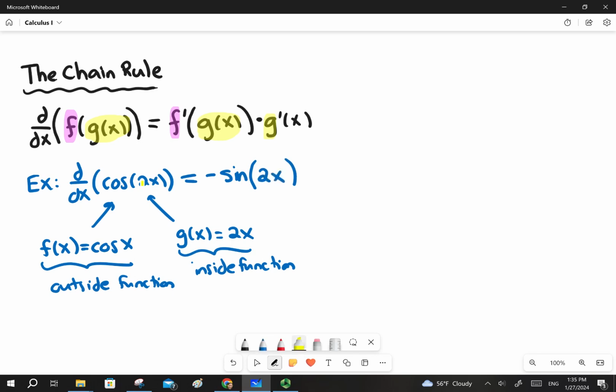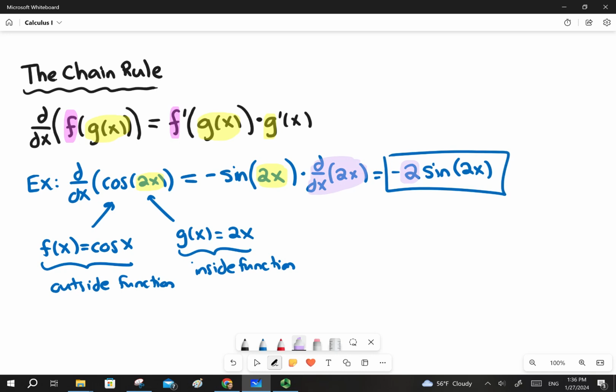So notice that the inside was 2x, it's still 2x. That does not change. The only thing that's changed so far is the cosine became a negative sine. Then, to acknowledge that the 2x was there, I then multiply by the derivative of 2x, which is just 2. So this becomes negative 2 sine of 2x. It's a difficult rule to understand, but when you understand it, it's fairly straightforward to apply, and it can make so many things easier.